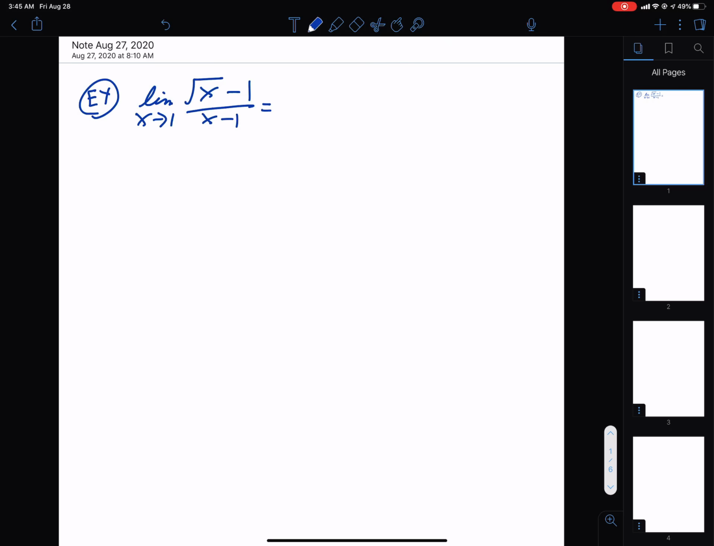So obviously, when you plug in 1 on top, you get 0. 1 on the bottom, you get 0. And we learned that that's called indeterminate. We don't know what the limit's going to be. It might not exist, or it might be an actual value. And so what can we do? So you can kind of get an idea of what's happening by making a table. And so let's do this. This is going to require a calculator.